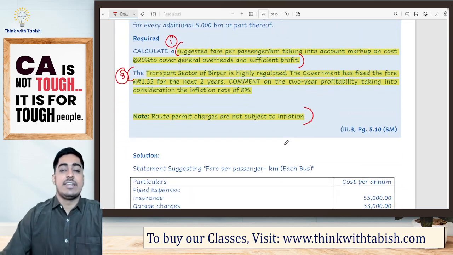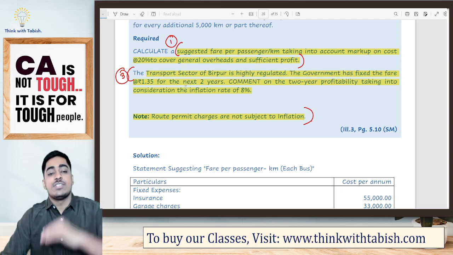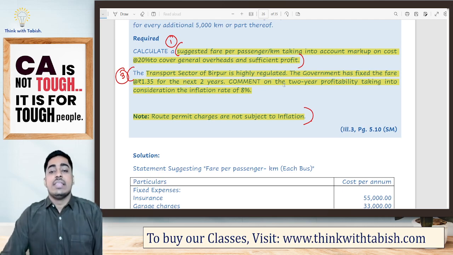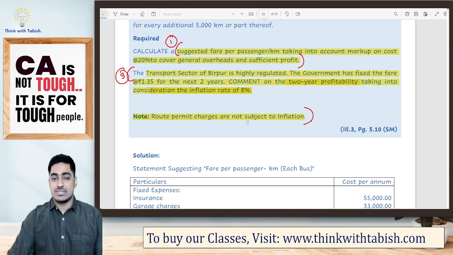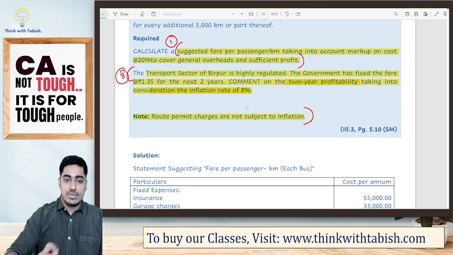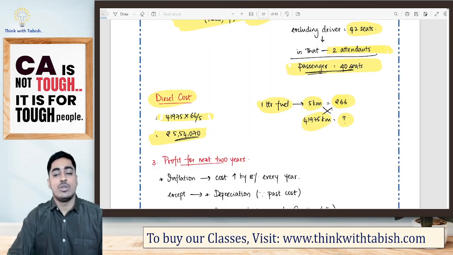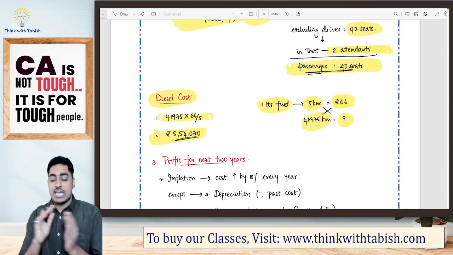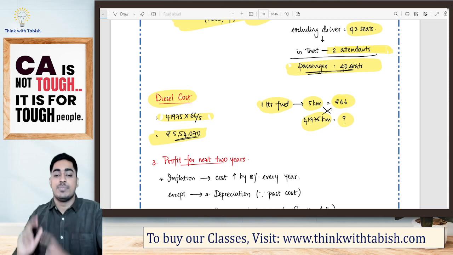Yes, next, the final thing they are telling for the next 2 years. What is happening, boss? Government has fixed the rate. Again, I have to calculate my 2-year profitability considering that inflation is going to be 8%. That means all my cost will go on increasing 8% year on year. However, they are telling route permit charges will not be subject to inflation. Now, what I will do for the next 2 years, every cost I will increase. For year 1, I will increase by 8%. Year 2, again I will increase by 8%.